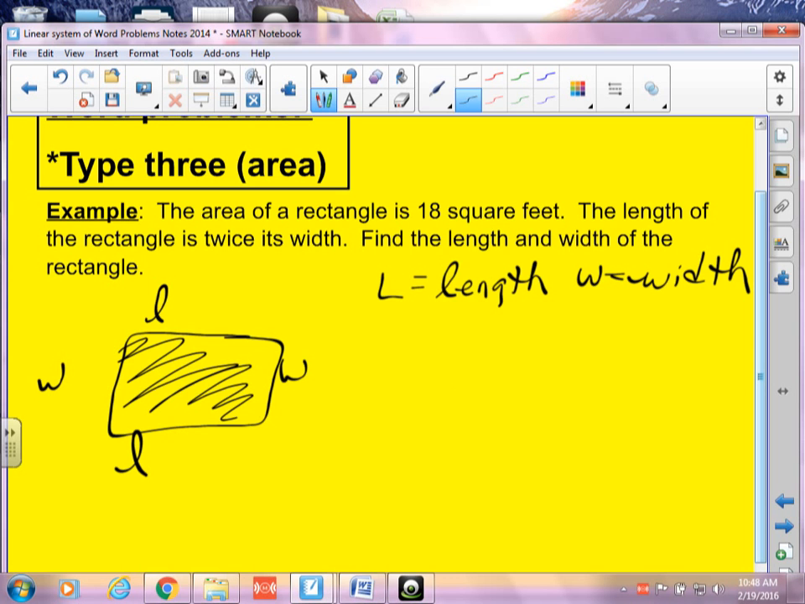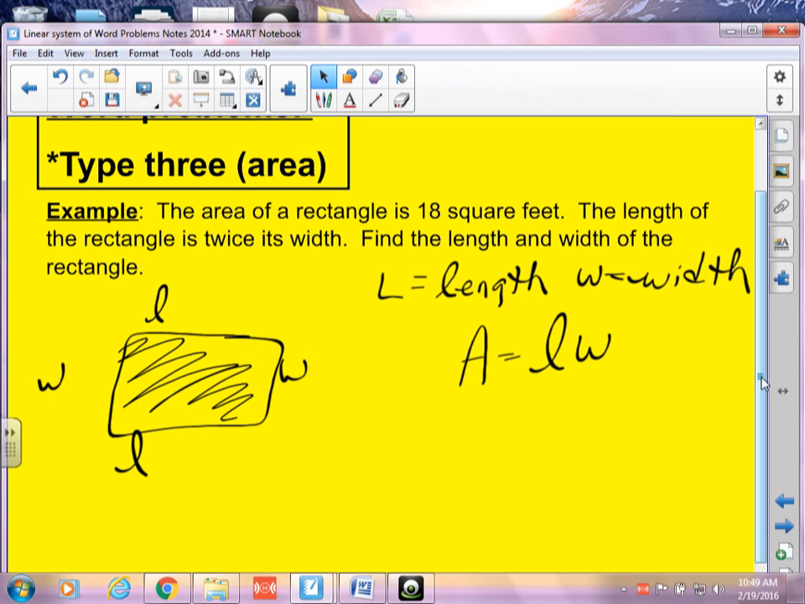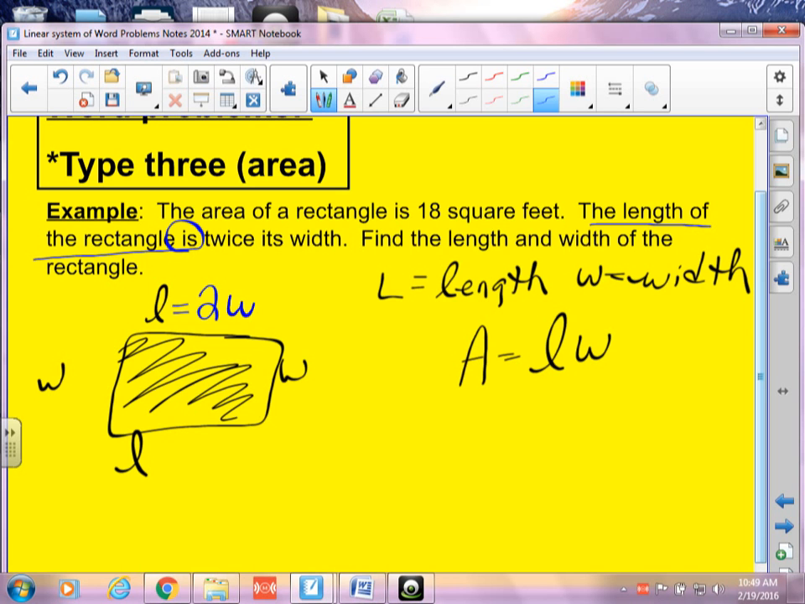So what you're going to do is area equals length times width. And this is always the equation for an area. Okay, so that's our first equation. Now we've got to get the second one, and it's hidden in the problem. It says the length of the rectangle is, and "is" means equals. So the length equals twice its width. What would that be? 2W. There's your second equation.